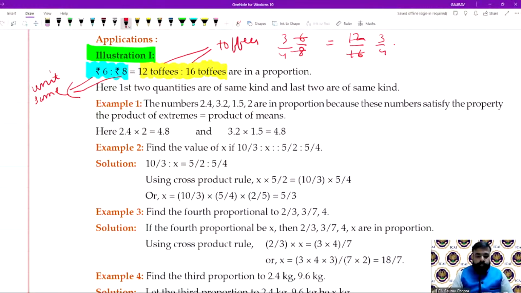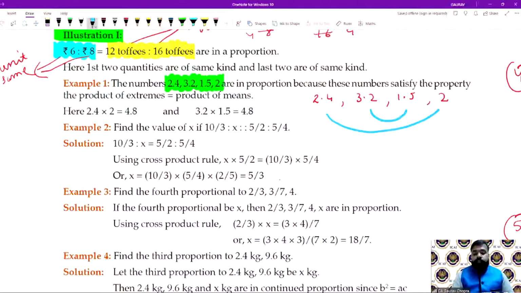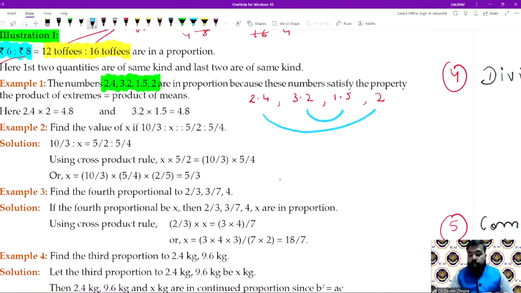All right. Now, example number 1. It says the numbers 2.4, 3.2, 1.5 and 2, these four numbers, are in proportion. Now, if the question is asking whether they are in proportion or not, then what is the simple way to solve it? Just apply the cross product rule. So 2.4, 3.2, 1.5 and then 2. So the product of means should be equal to the product of extremes. So we can multiply them. 2.4 multiplied by 2 becomes 4.8. On the other side, 3.2 multiplied by 1.5 is also 4.8. So both the sides are equal. LHS is equal to RHS. And whenever these two are equal, they are in proportion.